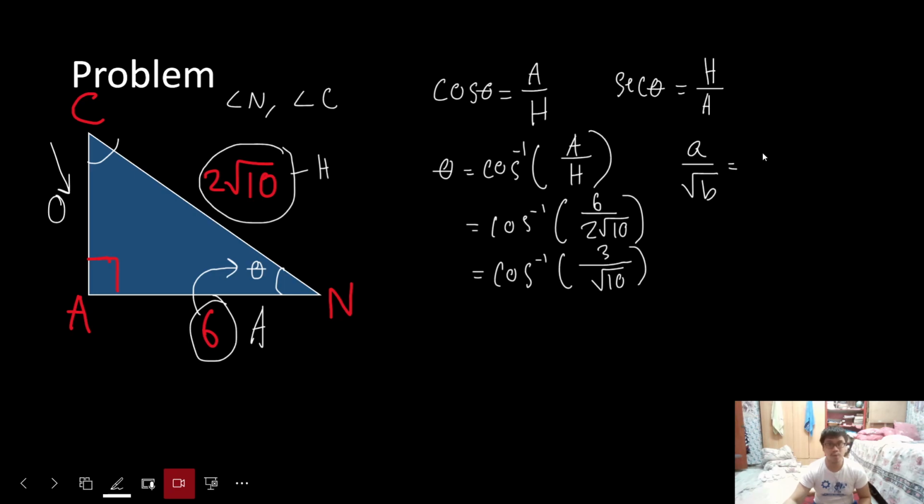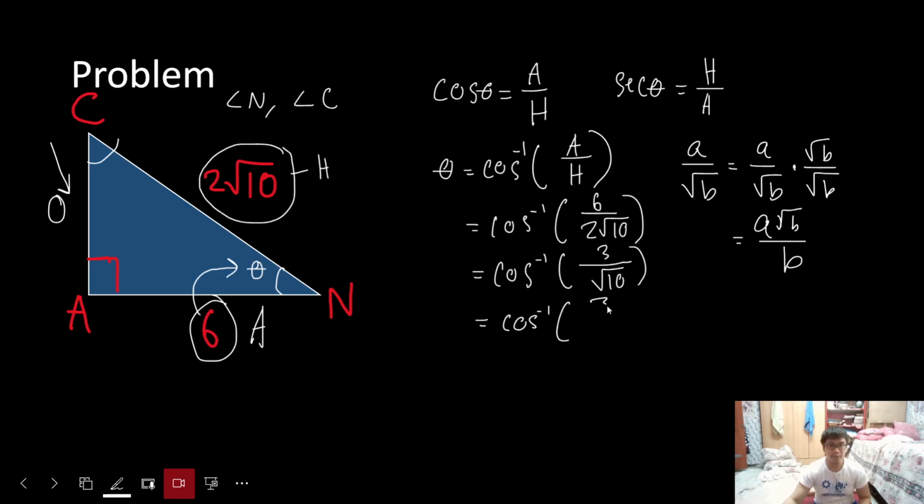So what we're going to do is we will rationalize. A all over square root of B is equal to A all over square root of B times square root of B all over square root of B. So we're going to multiply both sides of the fraction by the denominator itself. So what will happen is we will have A square root of B all over square root of B times square root of B, which will give us B. So see, there's no more root on the denominator. Okay? So with that, we can do the same thing here if you like to.